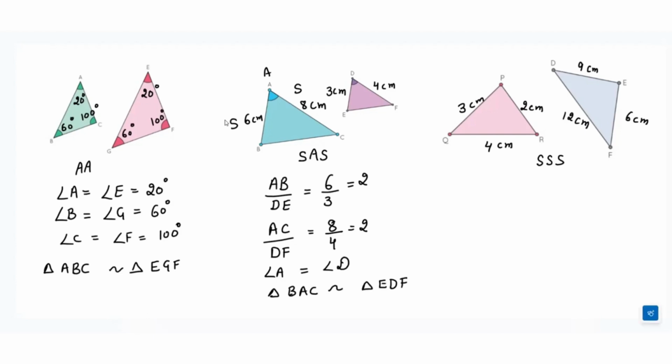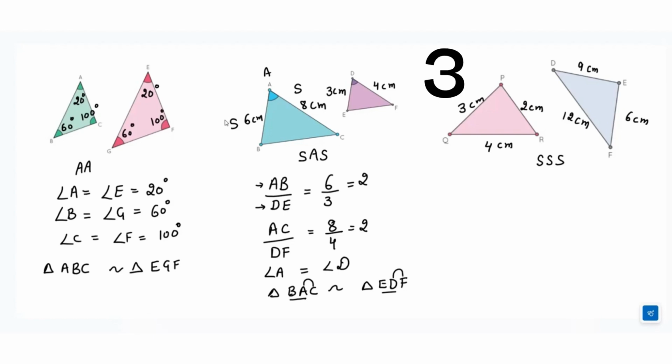Again, I have written it in order. So how did I figure out the order? BA. Here I have taken AB, or we can say BA, and ED, which means DE. Similarly, AC, on the other side, should be DF. Similarly, angle A is in the middle, and here angle D is in the middle.